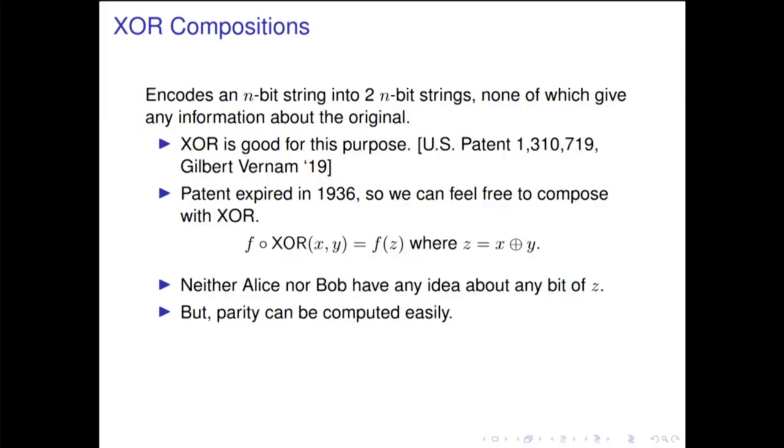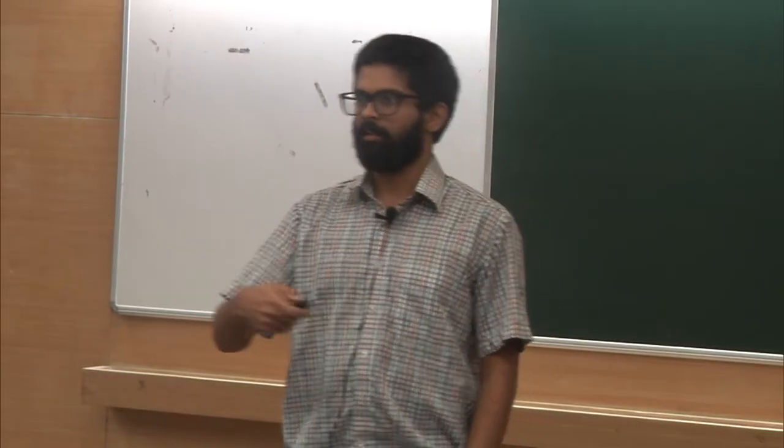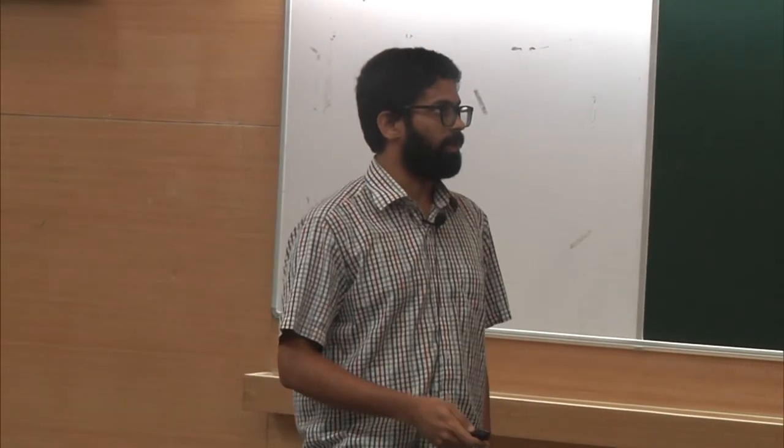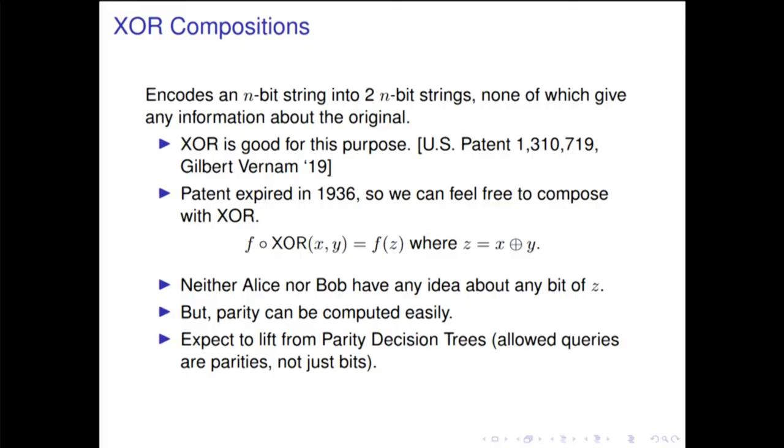But XOR functions can actually do much more. So parity is really hard for decision trees, but you can easily compute parity if you're given it as an XOR function. So you want to find out the parity of Z. All you have to do is Alice computes the parity of X and sends it to Bob. Bob computes the parity of that along with Y, and that is the answer. So what we expect to lift is not from decision trees, but from this model called parity decision tree.